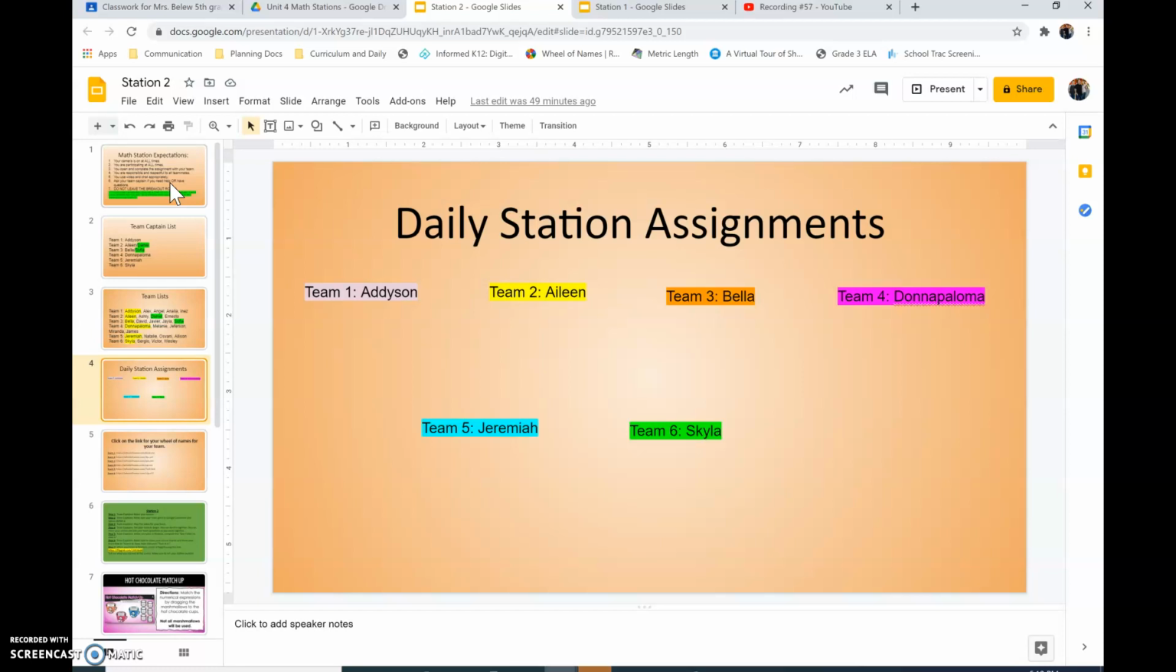Notice that you don't have a daily station assignment because this time I'll allow you and your team to choose the order in which you complete the centers. Just note that you choose one center and you stay in it the entire time. The next time we go to centers, you choose a different one, okay?